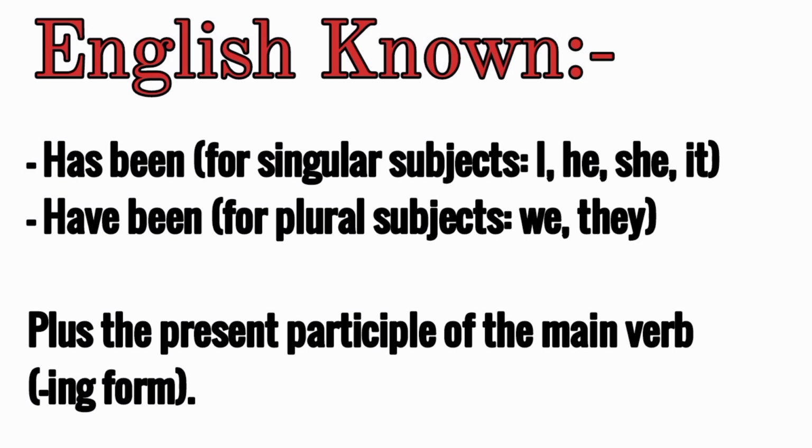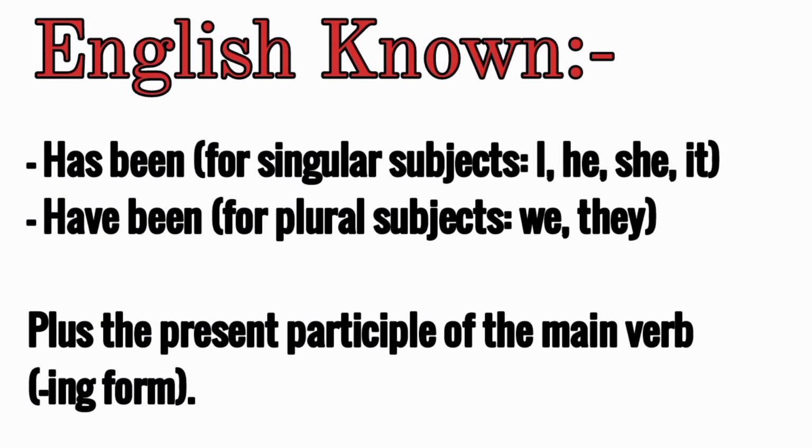For plural subjects, we use have been. You can say we, you, they. These are all plural. I is singular, but we use have with I. So have been is for I and the plural subjects we, you, they.